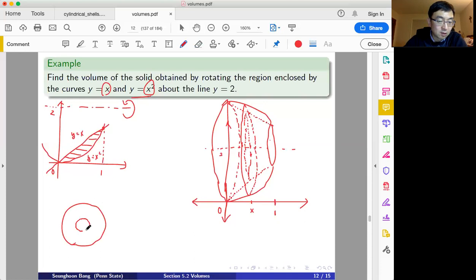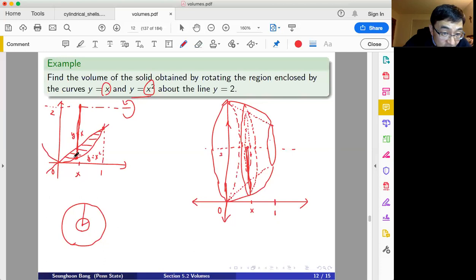Here, the big one and the small one. We can find the outer radius and the inner radius. What is the outer radius? You can choose the center; the center of the circle is on the rotating axis y = 2. The outer radius is this bigger one. So what does it mean? You can choose an x value here, so the center of the circle is here. You can connect it this way, so this length is exactly the outer radius.